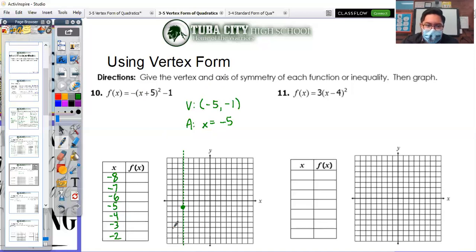And we also know it's going to open downward. So, you know, just kind of a guess. It'll probably look something like that. Or maybe like this or something. So let's see how good our guess is. Vertex, actually, we already have it. It's -5, -1. So actually, that's a free one, kind of like bingo. You have the middle square already covered. Now let's go ahead and go through here and plug this in. So negative of -8 plus 5 squared minus 1.